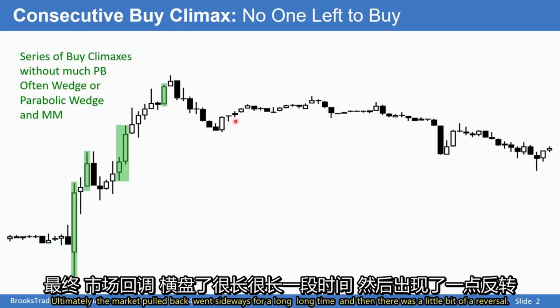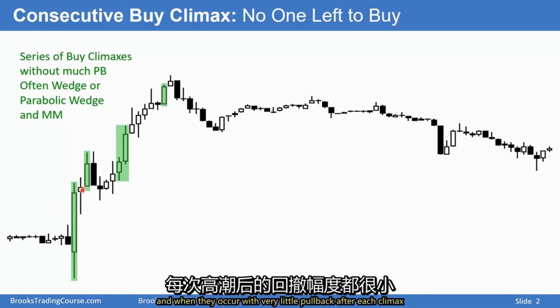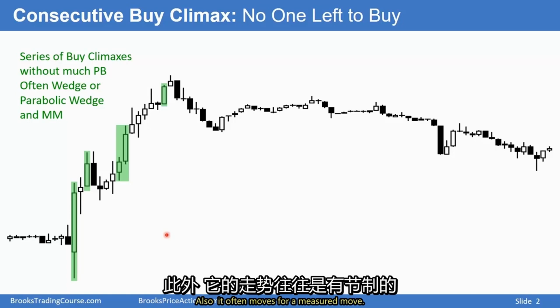Ultimately, the market pulled back, went sideways for a long time, and then there was a little bit of a reversal. This is a series of buy climaxes, and when they occur with very little pullback after each climax, the market often forms a wedge or a parabolic wedge. Also, it often moves for a measured move.